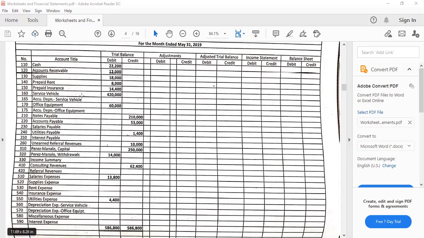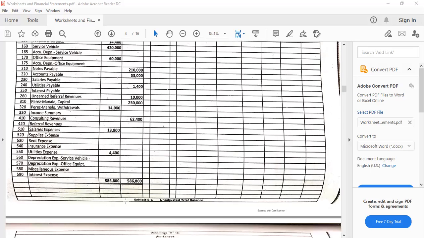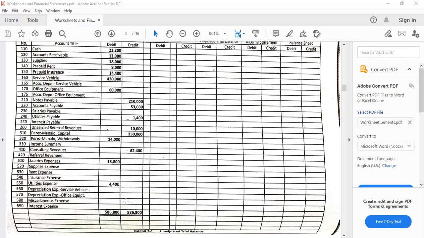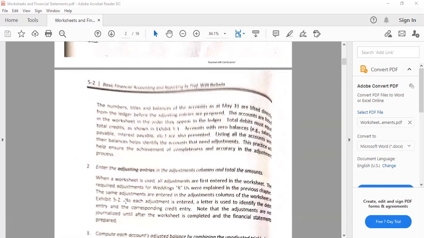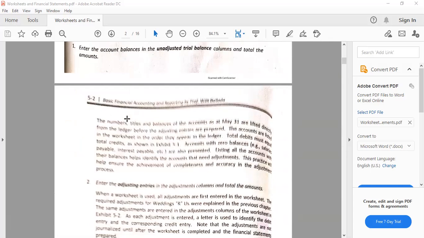So we copy, of course. The balances also are copied. We just have to be careful with the sides. Otherwise, expect that we will not be able to get the amounts here. So balanced. We should ensure that after each step, we are balanced. Otherwise, the errors would be carried forward to the next steps. Okay, so that's actually the first step in which we enter the account balances in the unadjusted trial balance columns, and then we total the amounts.